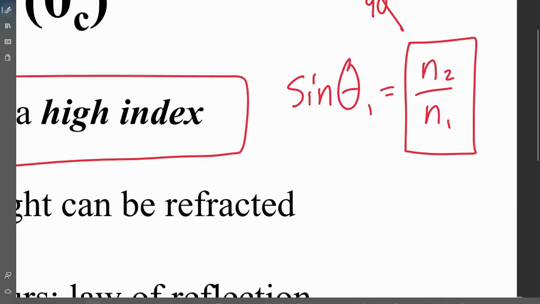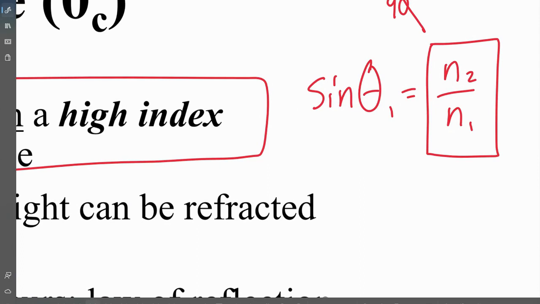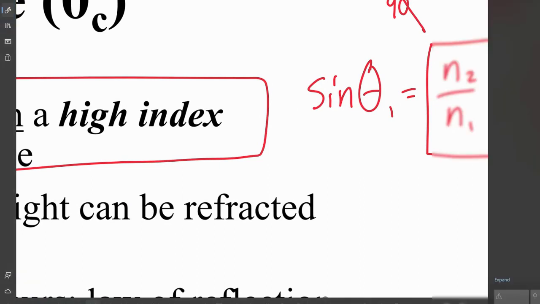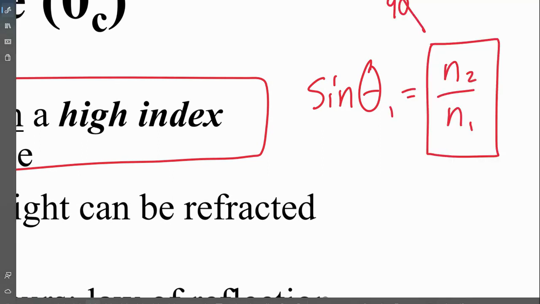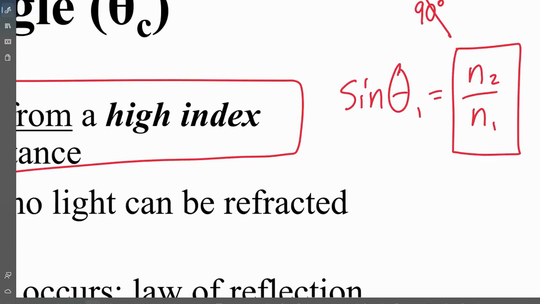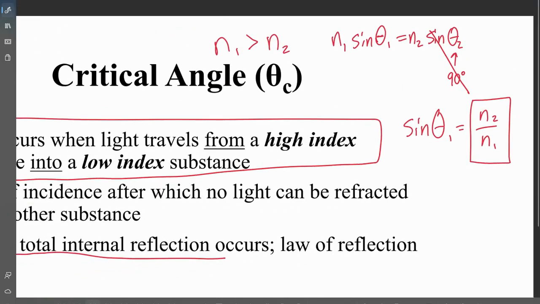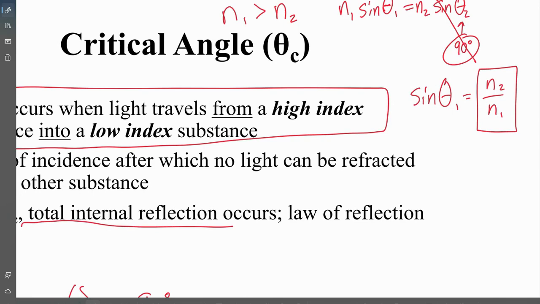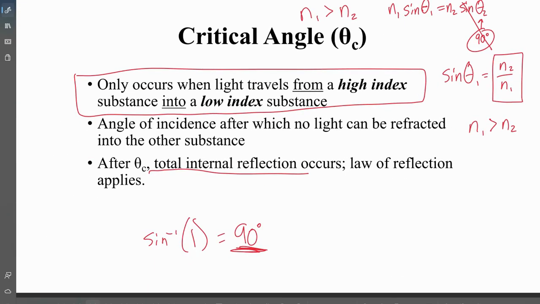Oh, no, I'm sorry. You only get a number that is possible to calculate when that is less than 1. That's how we know. I was mixing myself up. So this has to be less than 1 for this to be possible. If this was greater than 1, it would be impossible, and we would not have this critical angle. That means you could never reach 90 degrees if this was greater than 1. So we know that n1 must be greater than n2 for this to be possible. So you have to start from a high index and go into a low.